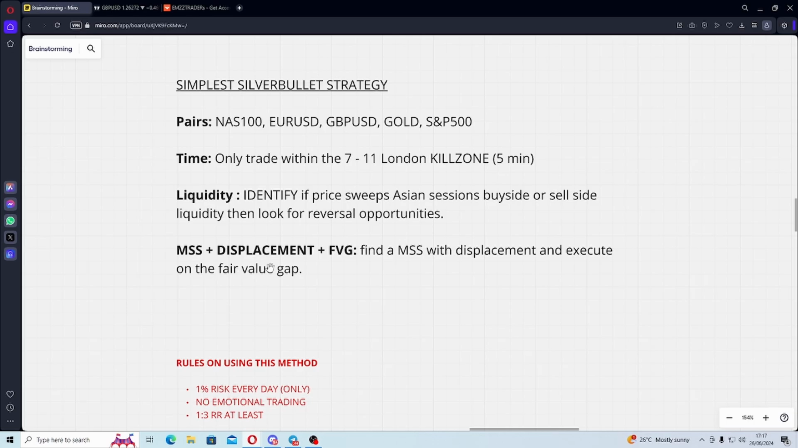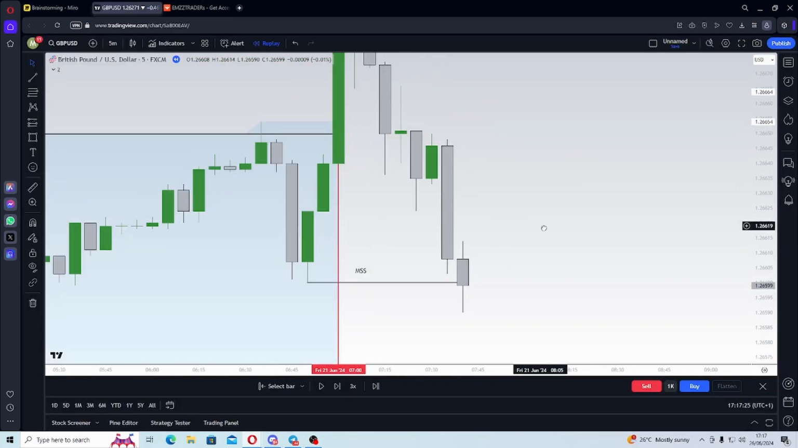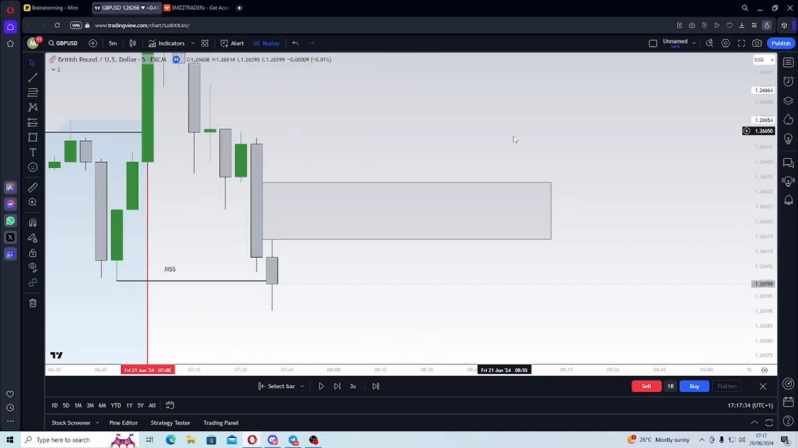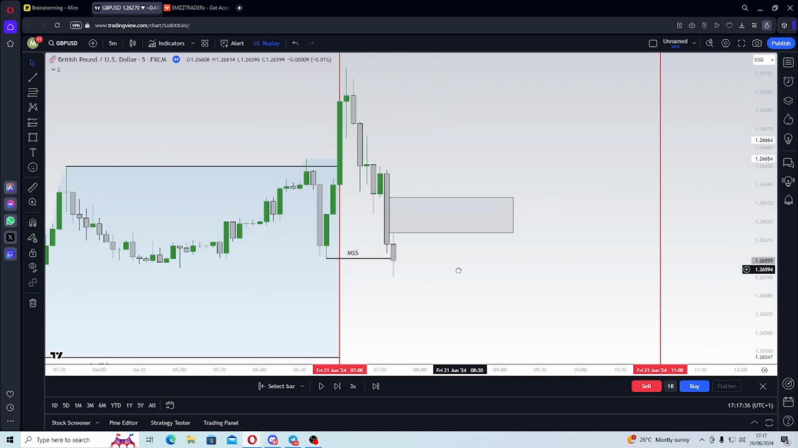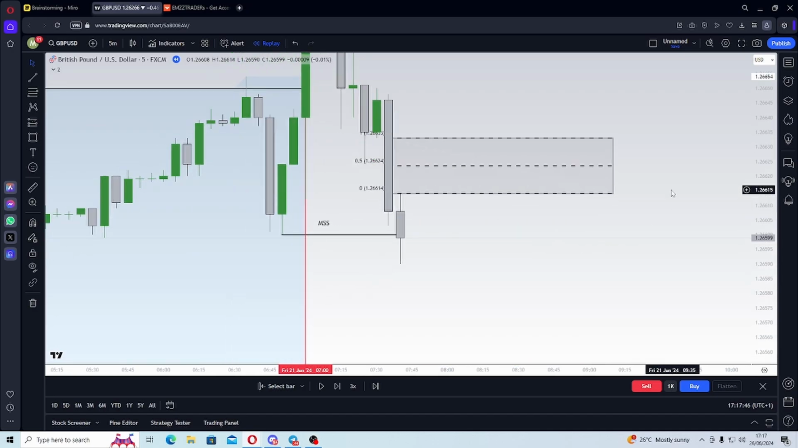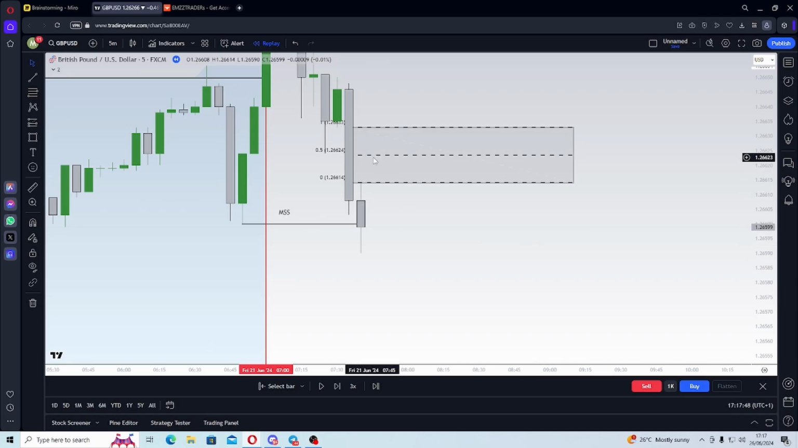Now we have to trade on the fair value gap. Where can you identify a fair value gap here? I can see a clear one right here. We'll mark out our areas right there. I'm going to be using my Fibonacci tool to mark out my 50% zone within the fair value gap, but you can do this using the usual tool. This is my fair value gap, and this is the 50% zone. We're going to be entering within the 50% zone.